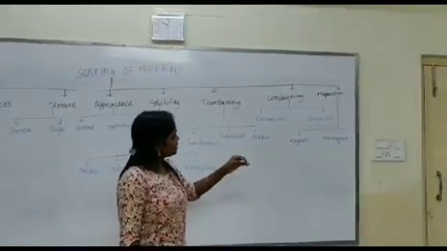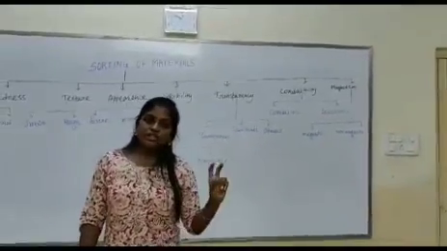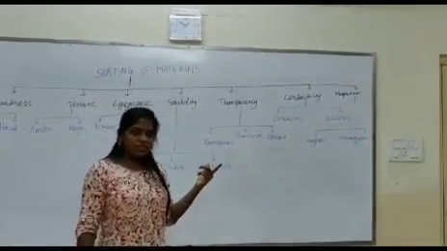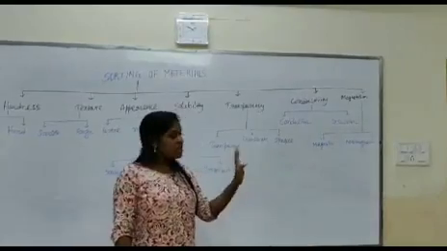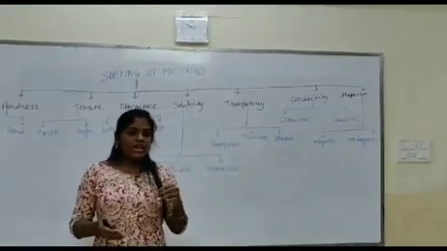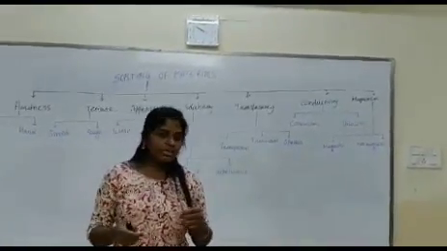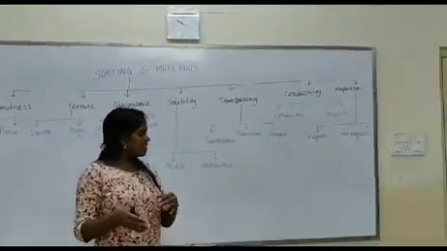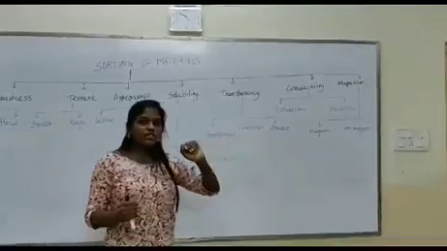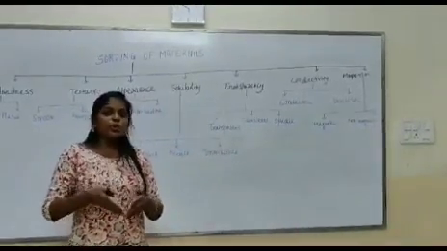And the next category is conductivity. Conductivity is also divided into two parts: one is conductor and the other is insulator. A conductor is something which can conduct heat and electricity properly. Most metals, like iron, copper, and silver, are conductors of heat and electricity. And in the case of insulators, they can't conduct heat or electricity, like wood.